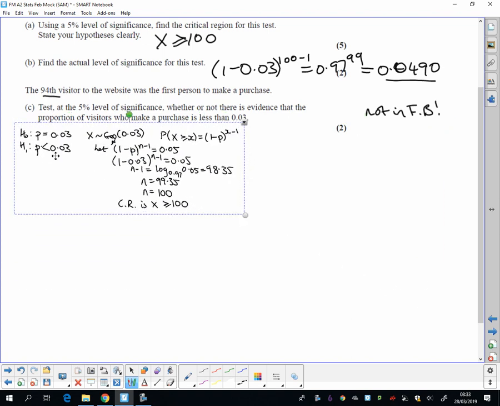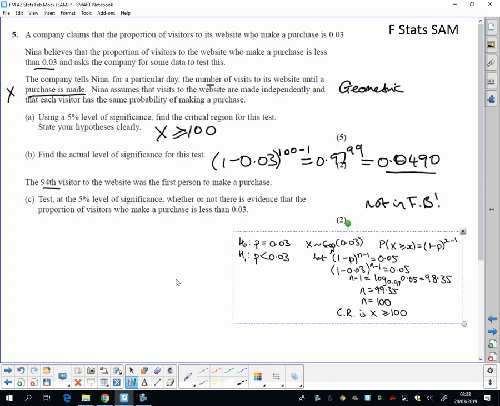Let's just move that to one side. Okay, so what can we say here? Well, our critical region was X is greater than or equal to 100, and 94 is less than 100, so not in the critical region. You always, in stats, if you're comparing numbers, you should state the obvious. They like to see you actually write down which numbers you are comparing. Right, so it's not in the critical region, therefore do not reject H0.